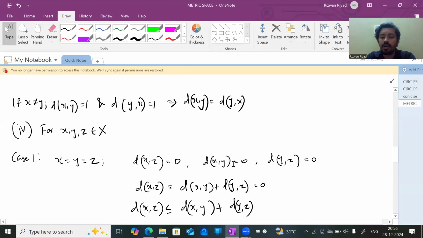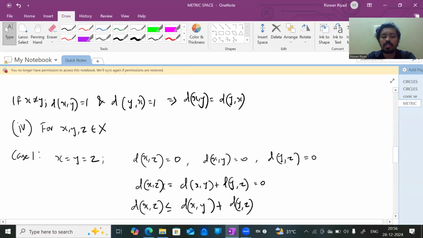Okay, see, in this case, what is d of xy plus d of yz? D of xy is 0 and d of yz is also 0. So d of xy plus d of yz means 0 plus 0, 0 only. Okay. So d of xz is 0, d of xy plus d of yz is also 0. So we can write d of xz is equal to d of xy plus d of yz because both are 0. And this can be written in this form also, right? D of xz less than or equal to d of xy plus d of yz, because equal to means less than or equal to, right?